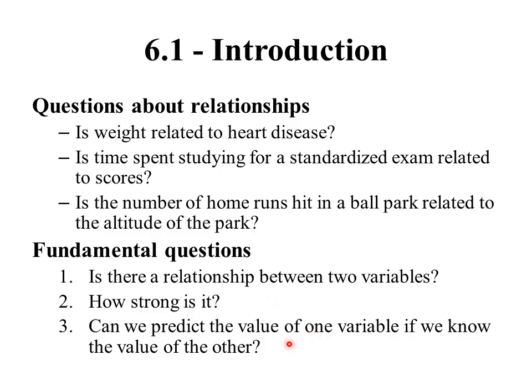And another question, can we predict the value of one variable if we know the value of the other? For instance, if I know the number of home runs hit in a ballpark, could I predict the altitude of that park, or maybe vice versa? These are three real-world questions that we might ask, and in this chapter we are going to introduce some mathematical tools that we can use to help answer these questions. In this section we're going to focus on answering these first two questions. In section 6.3 we're going to focus on the third question.